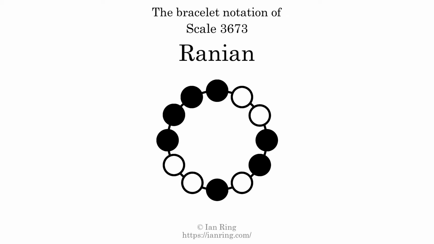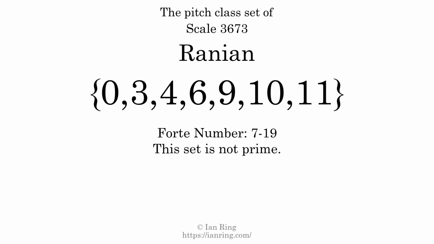This is a bracelet notation diagram of scale 3673. The shaded circles represent tones that appear in the scale, and they are read clockwise, starting at the top. The pitch class set for this scale is 0, 3, 4, 6, 9, 10, 11. The forte class is 7-19. This set is not prime.